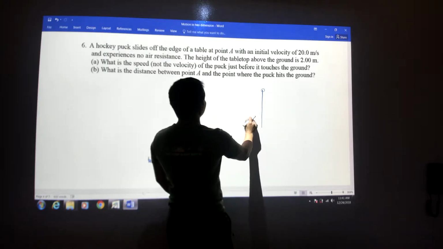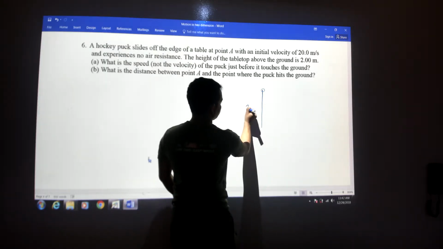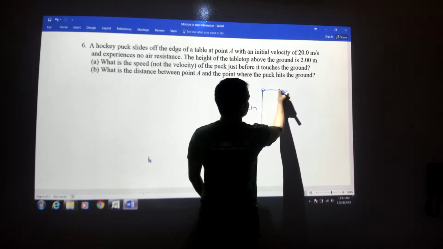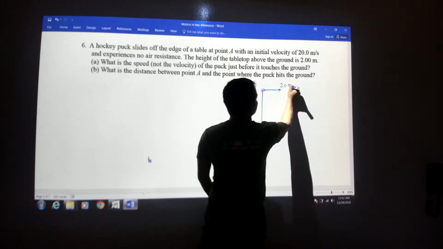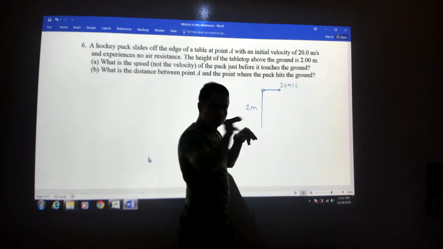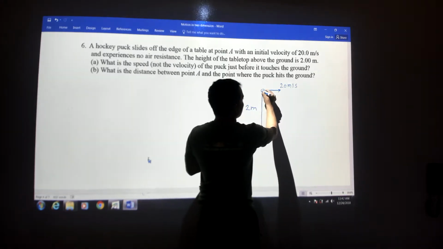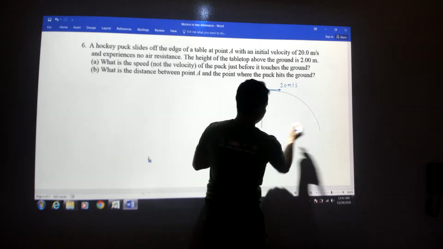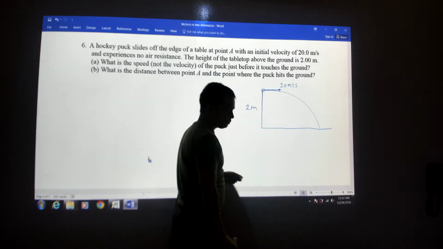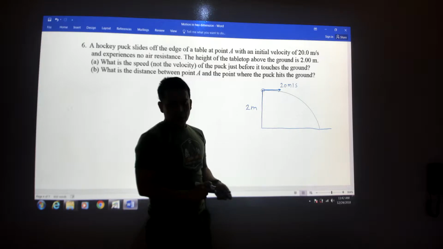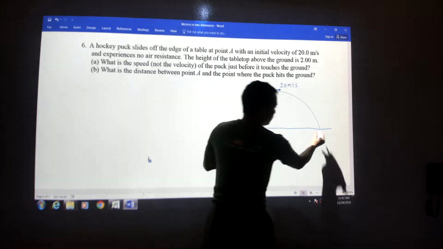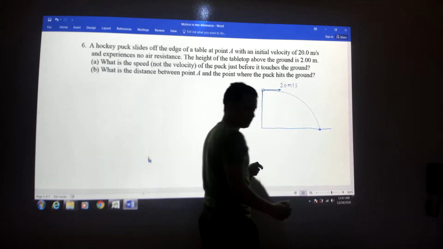The height is 2 meters, and you are throwing this object horizontally at 20 meters per second. Okay, so when you throw an object horizontally, it follows a path, and we call this path a parabola. So what you need to find out is the speed when it just hits the ground. This means when this object comes here, what is the speed?